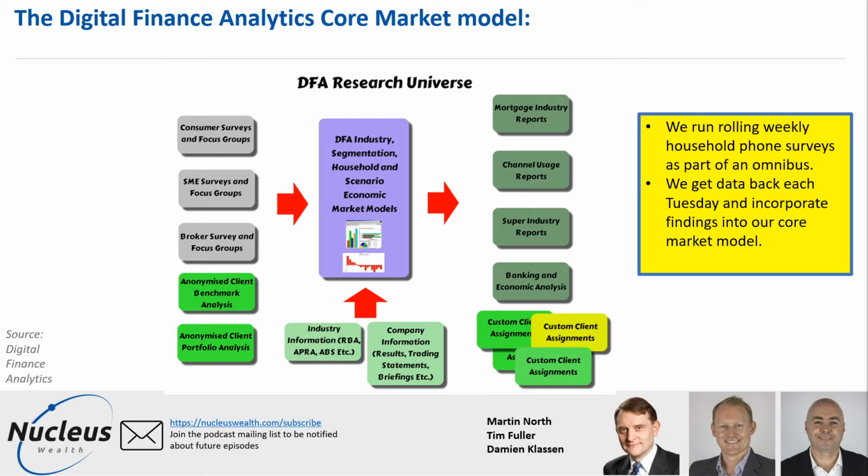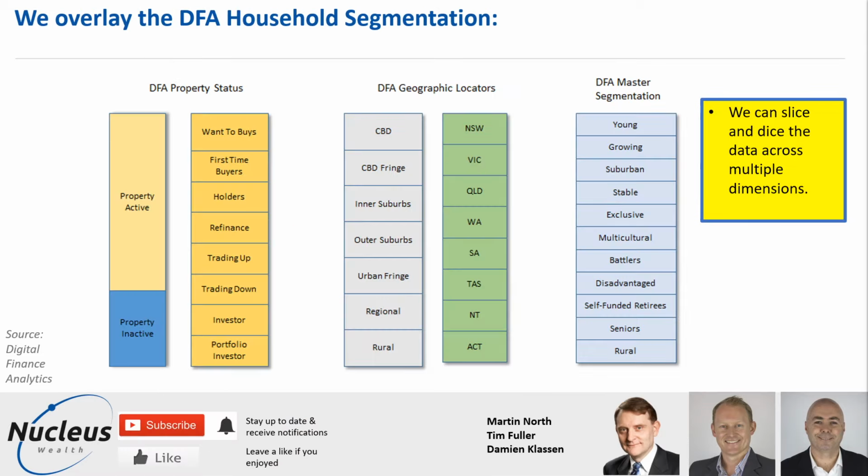And if you go to the next slide, you can also see that we can slice and dice the data, whether we look at segments from young to old, from affluent to less affluent, whether we look at property status, those who own property or those who are inactive, whether you look at those trying to get into the market or trading up or trading down, or even locationally. And that's important to understand, because generic averages, whether it be home price movements or incomes, tell you absolutely nothing about what's really going on. You need to get granular. And so the granularity in our core market model is essentially what we're going to discuss as we go forward.